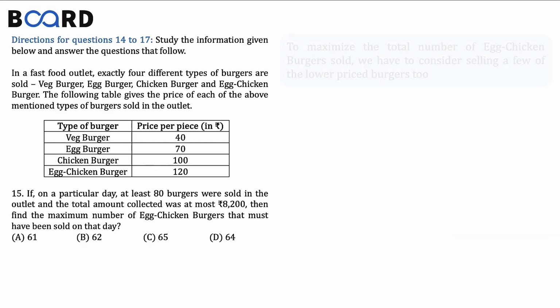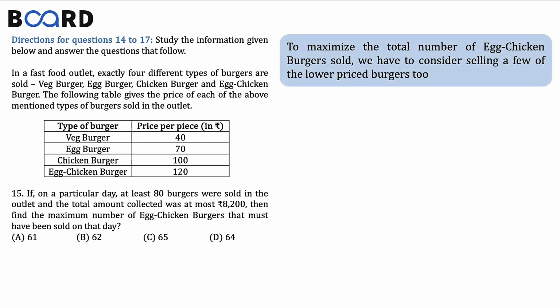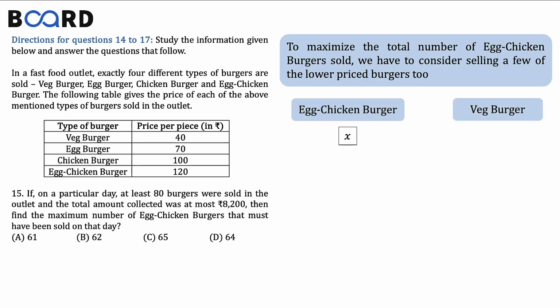So if we think that way, to maximize the total number of egg chicken burgers sold, we have to consider selling a few of the lower priced burgers too. And the lowest priced burger is a veg burger, right? So let's consider out of the 80 burgers sold, X of them were egg chicken burgers and Y of them were veg burgers. If that is the scenario, I know at least 80 burgers were sold, so X plus Y has to be greater than or equal to 80.